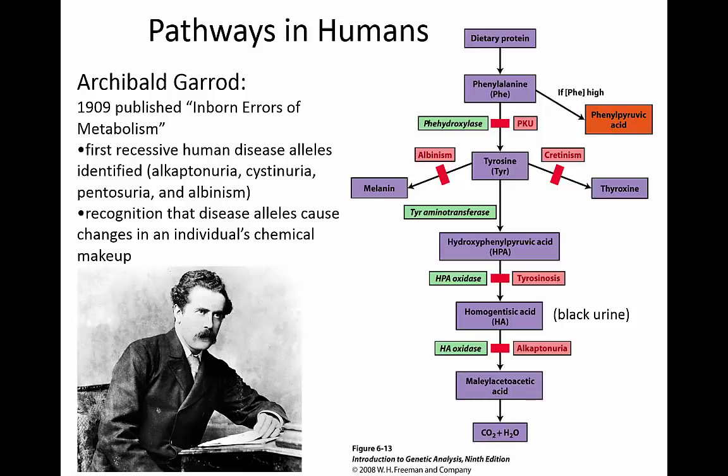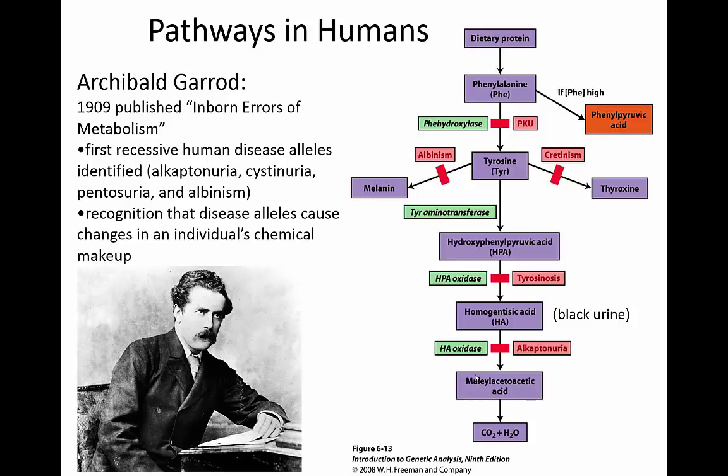The really important thing I'd like to highlight here is that the arrows between the different compounds are the place where particular gene products function. So for example, down here is a step converting homogentisic acid into this other acid. And the thing that does that is an enzyme. That's a protein that is encoded by a gene. The name of that gene and that protein are called HA oxidase.